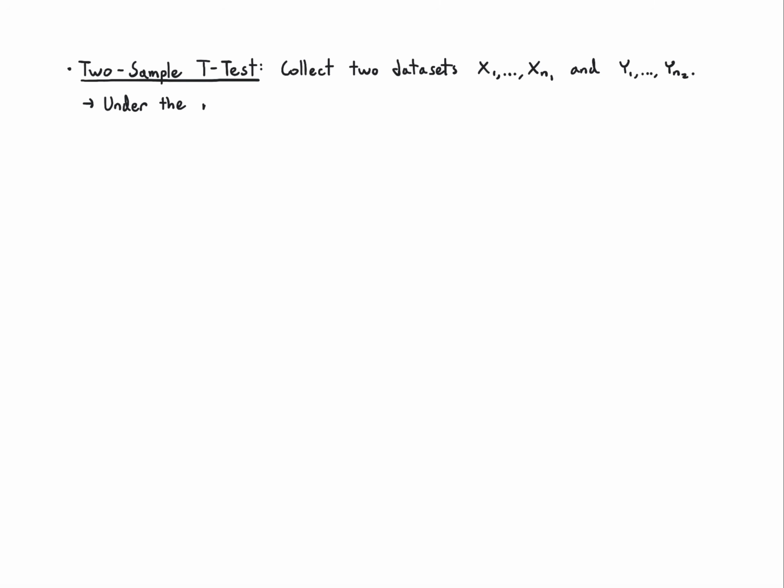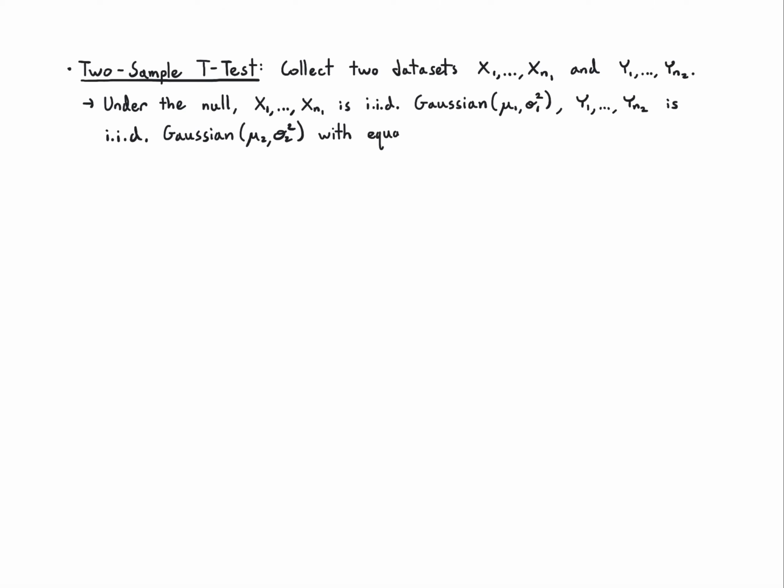Finally, let's look at the 2-sample t-test, and that's going to have the same setup as before. We're going to say that I have 2 data sets. They might be of different sizes, n1 and n2. And under the null, we're again assuming that everything is IID Gaussian. So x1 up to xn1 is IID Gaussian. It has a mean mu1 and variance sigma 1 squared. y1 up to yn2 is IID Gaussian. Again, mean mu2, variance sigma 2 squared. And they have equal means and variances under the null.